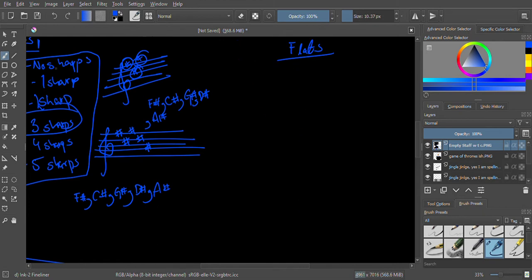Regardless, I'll share with you. In the same way, C has no flats. I won't write that. F is 1 flat. B flat, think about what B flat is. B flat is 2 flats. E flat is 3 flats. A flat is 4 flats. A flat major scale, I mean.